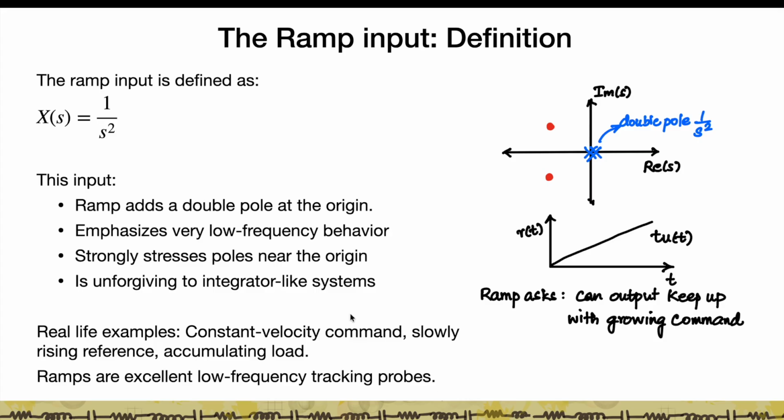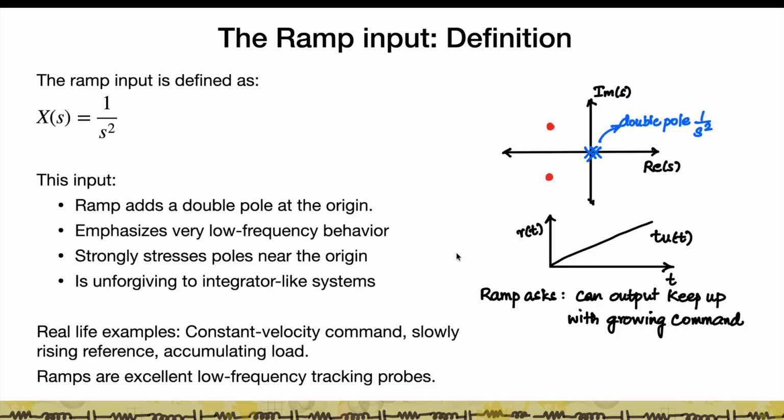Now ramp is the next step, X(s) equal to 1/s². That means a ramp adds a double pole at the origin, even stronger low frequency emphasis than the step. And ramp corresponds to real life engineering situations: constant velocity command, a reference that increases steadily, or even error accumulation. Ramp tests whether the system can track something that keeps moving.